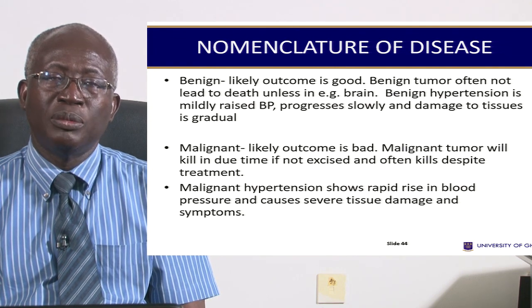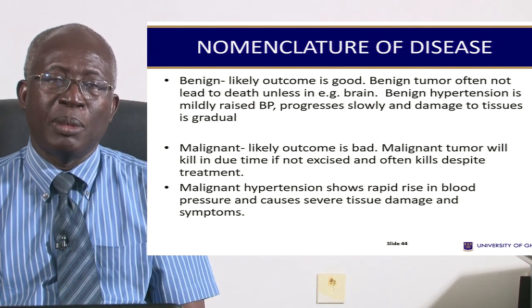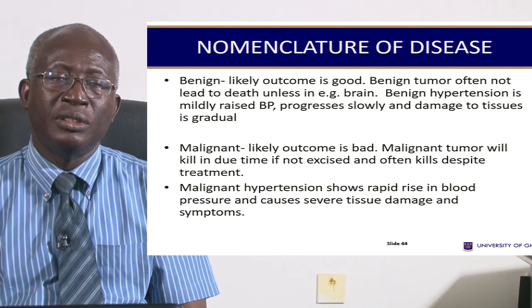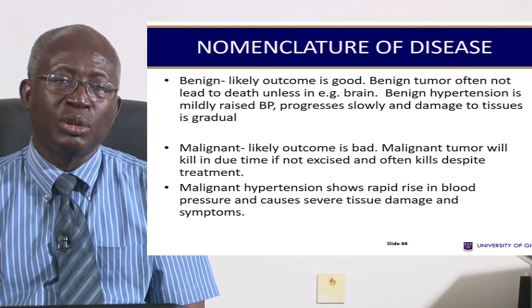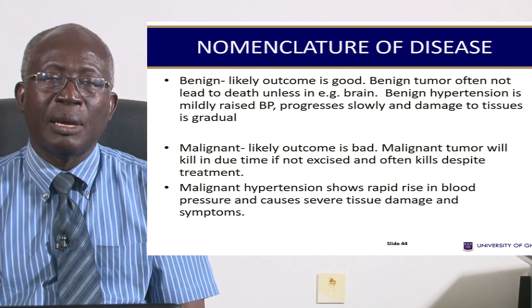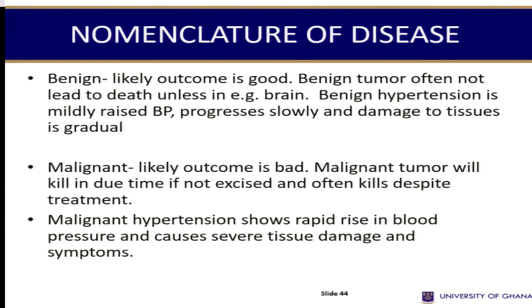So example is benign hypertension. This is high blood pressure, but it progresses slowly and damages the tissues very slowly and gradually. So it does not usually kill. People with benign hypertension will die from other causes, not the hypertension. Malignant, the likely outcome is bad.